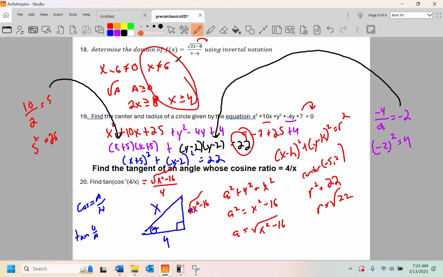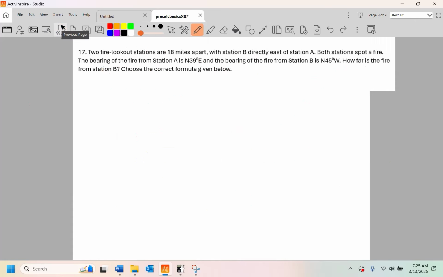But we have kind of a contradiction here. I start at 4 and I move right, but I'm not allowed to be 6. So I move to here and then I jump it. So I'm going to go from 4 to 6, union with 6 to infinity. Easy peasy lemon squeezy.